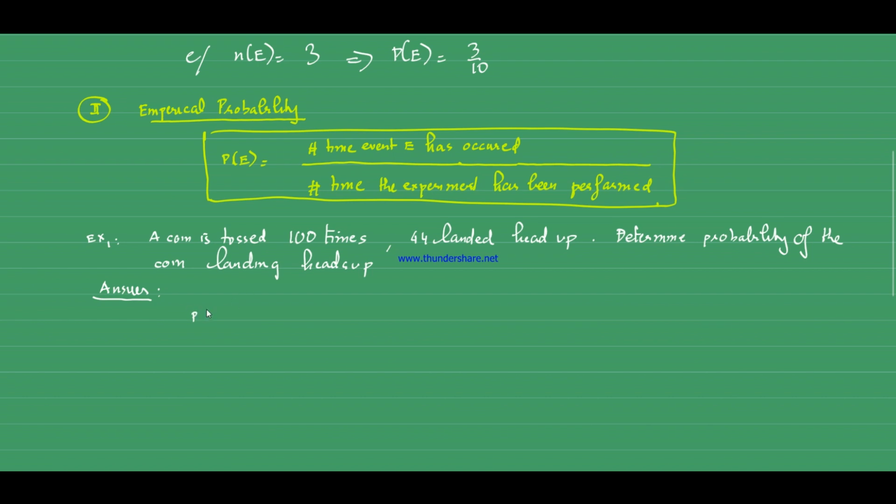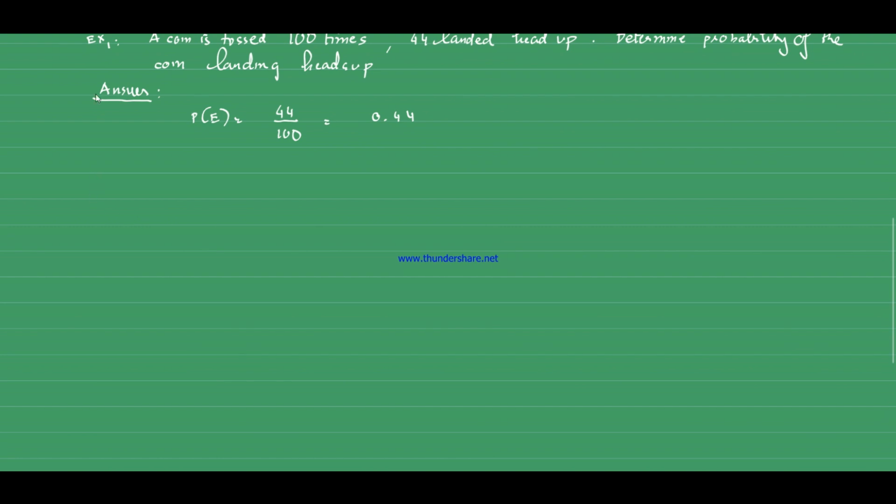the number of times the event occurs, which is 44 times, over 100 times, which is the number of times the experiment is performed. So you're going to end up with 44 over 100, which is 0.44, or 44% if you want to convert it to a percentage. And you see that it's less than or equal to 1. It's never greater than 1. It would probably end up with 1 if we toss it many times, which is the second example right here.